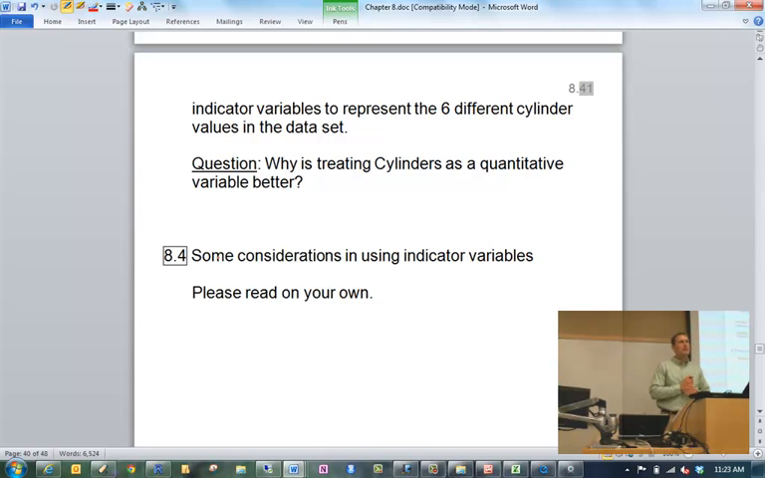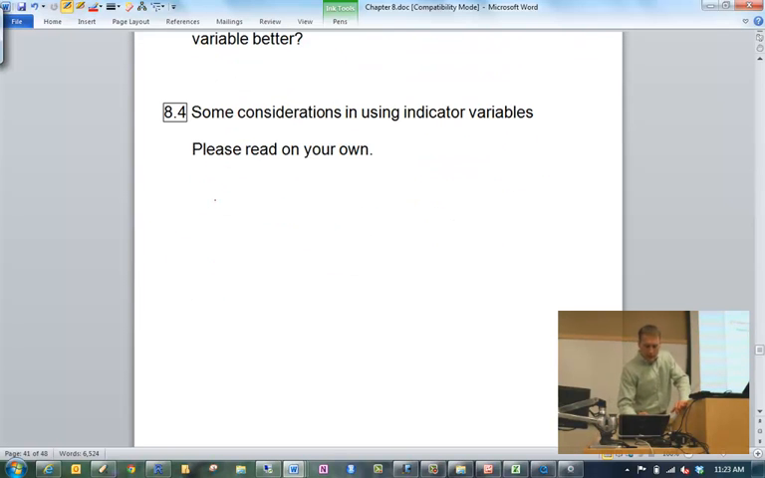Yes? Is it possible to have an example of the matrix form of this? Excuse me? The matrix form. Okay. Well, I think you're talking about what the X matrix looks like? Yes. Okay. So let's look at the first 3 observations.